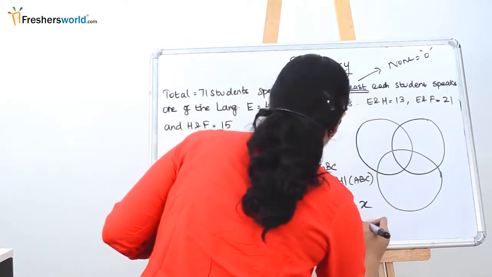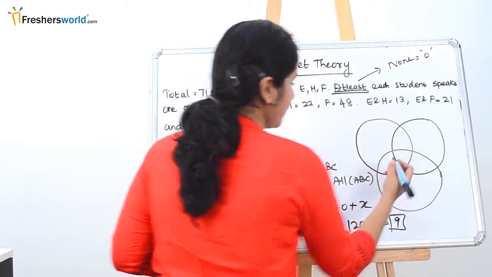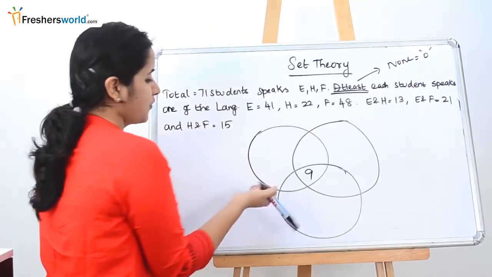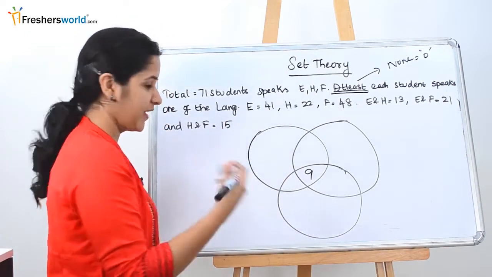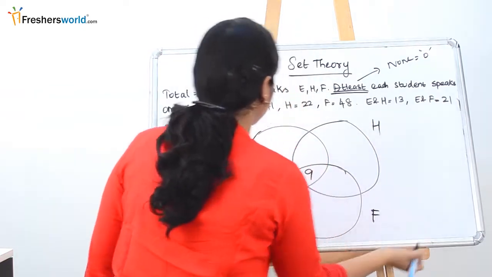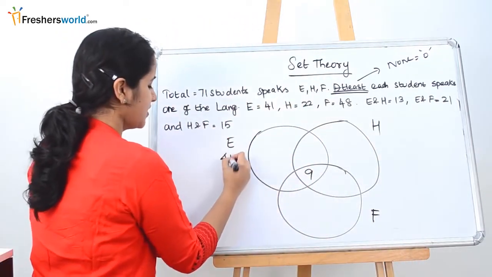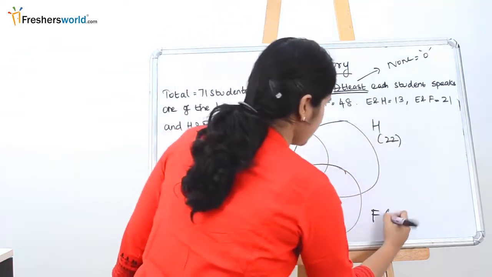So 120 minus 119 is nothing but 9. So the unknown variable here is nothing but 9. Now let's start putting all the answers and find the question. So English, Hindi and French. People who know English is 41, Hindi is 22, French is 48.